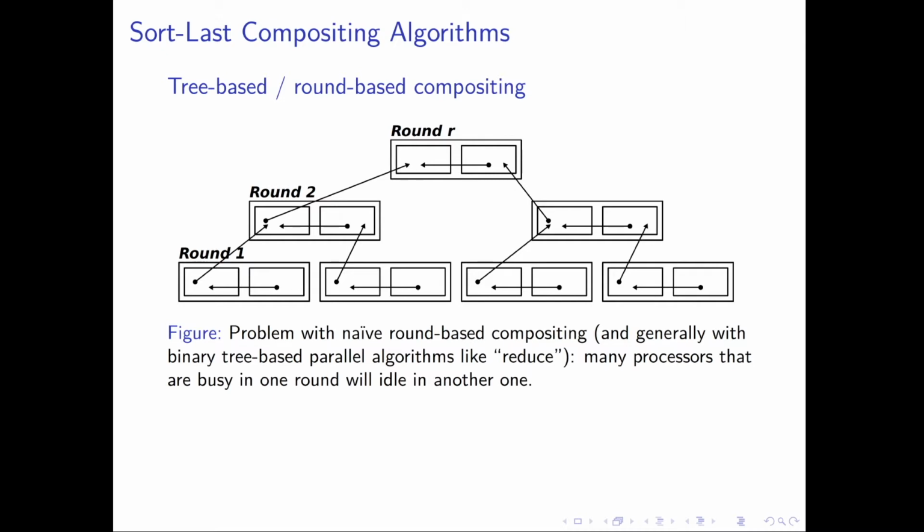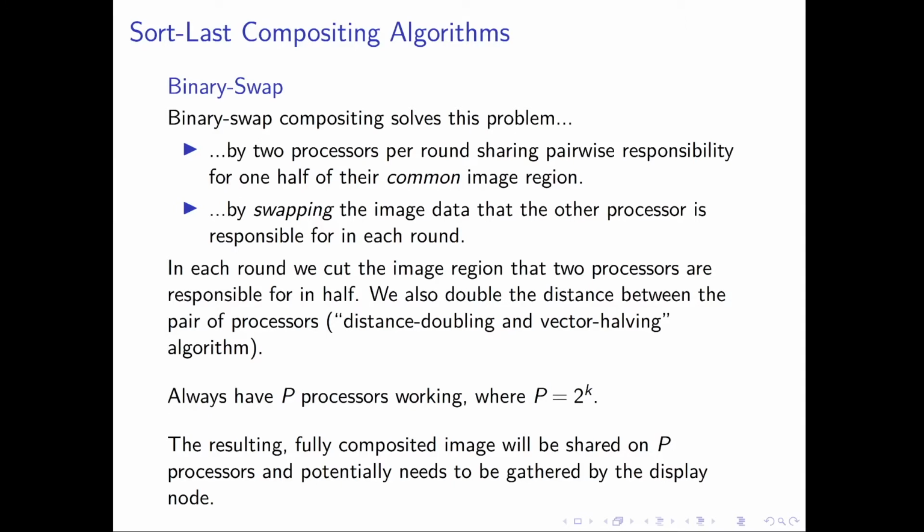But in our case, we're operating on full images, and it's conceivable that one would instead cut the images in half on one of those levels, and then have more processors participate than we would have with this simple naive approach. And this is basically the idea behind the binary swap algorithm that we will discuss next, which is also a tree-based and round-based algorithm, but is less naive than this simple approach that I'm presenting here. So we will now discuss the binary swap algorithm, which solves this problem that when we move further up the tree, more processes become idle and don't contribute to the actual work.